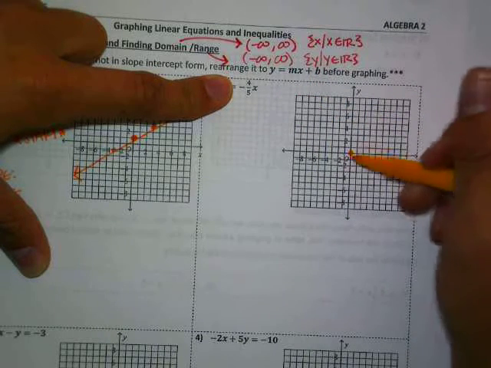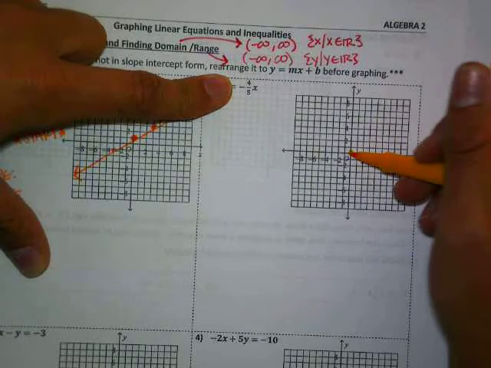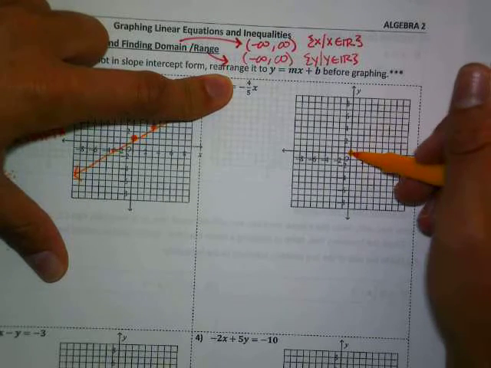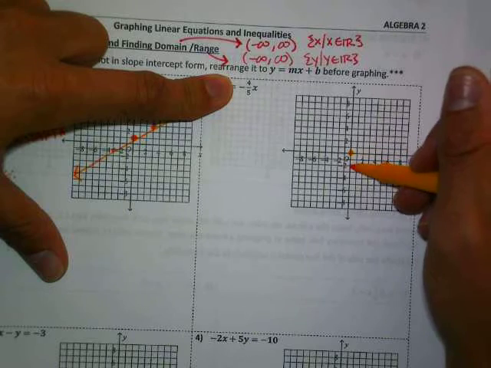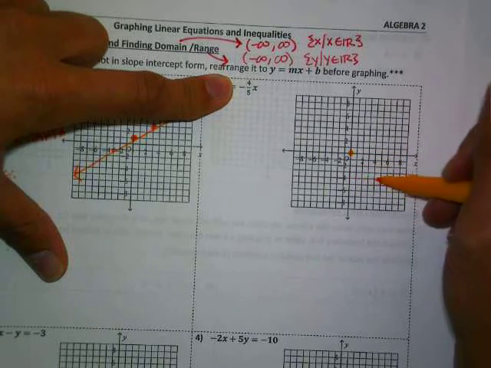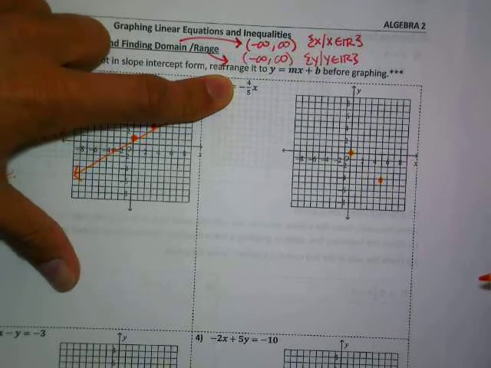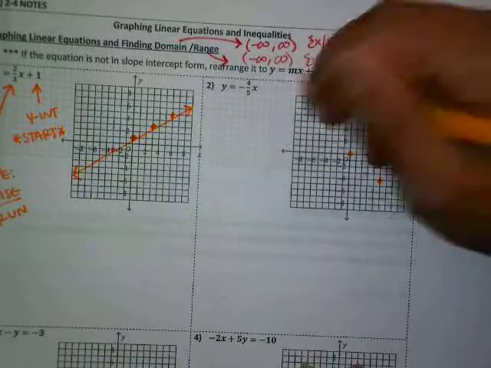Does that make sense? 1, 2, 3, 4. So down 4 over 5. 1, 2, 3, 4, 5. And put another point. Wait. It's not negative 4 and negative 5. There's only one negative. Down 4 over 5. And then draw your line.